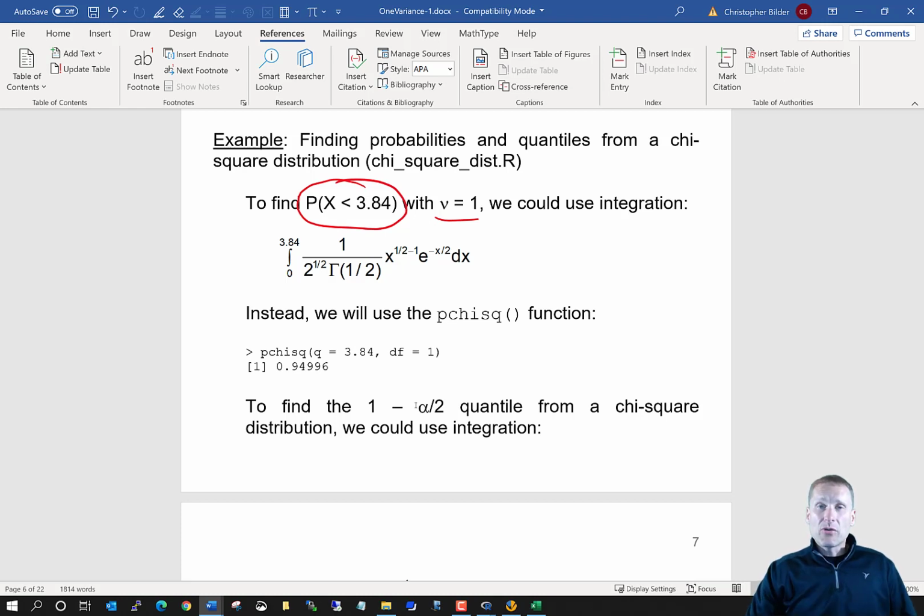We've seen the pnorm function, we've seen the pt function. Now we have the p for probability chisq function. And the way it works, we have again a q argument for the quantile, 3.84. We have an argument for the degrees of freedom, df, that is value equal to 1. And so we get about 0.95.